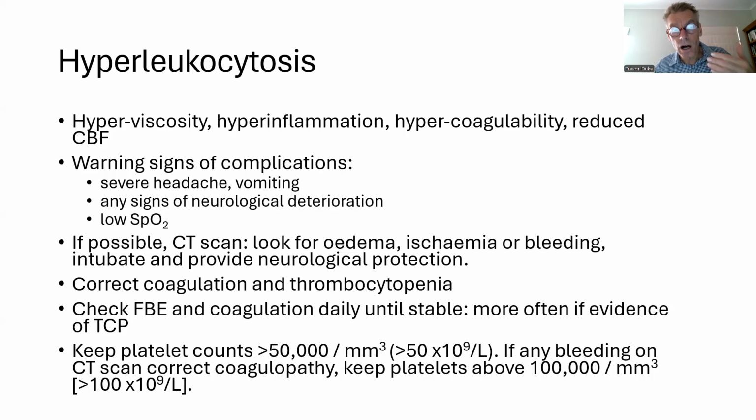So you've got hyperinflammation, hyperviscosity, and also, because of the viscosity, the thickness of the blood, you have hypercoagulability. It's quite likely that the blood will clot because of the density of the white cells. And because of all of that, especially the hyperviscosity, the child may have reduced cerebral blood flow. So they're at risk of ischemic strokes.